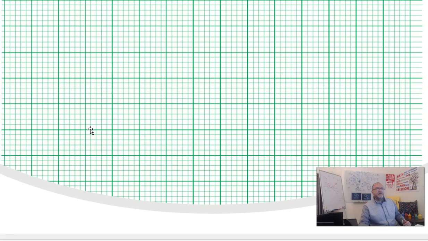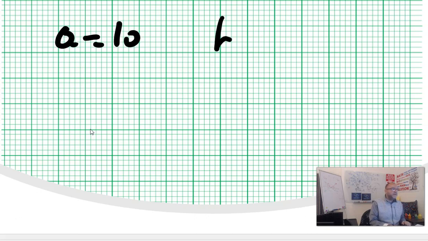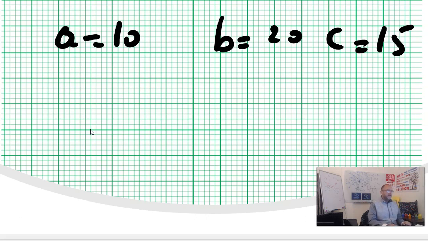Let's stick with the same numbers. So we have A as 10, and B as 20, and C as 15, to make it easy with the squaring. And let's say you start with the cosine of B this time. Cosine of B, the largest one.